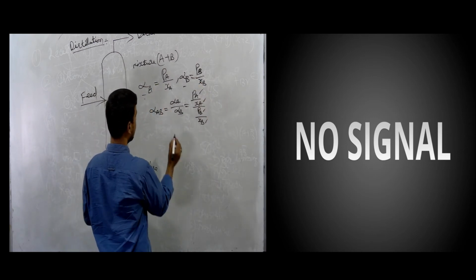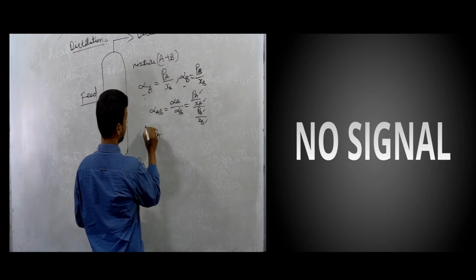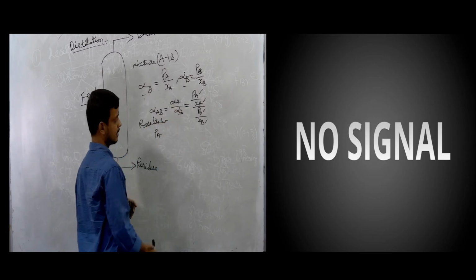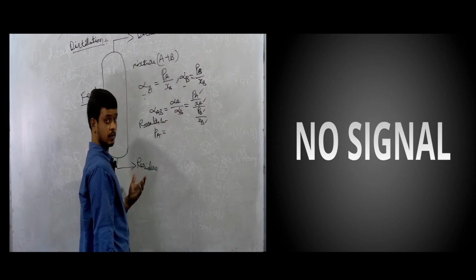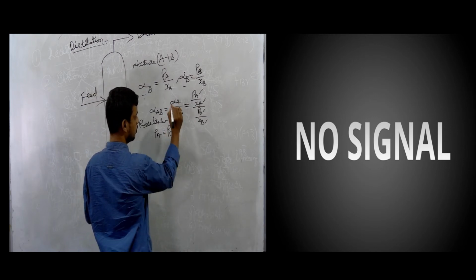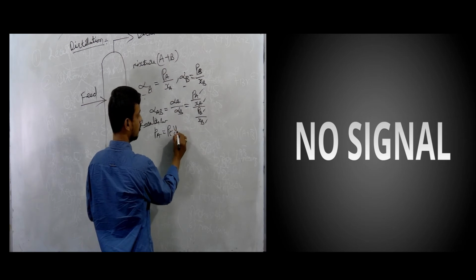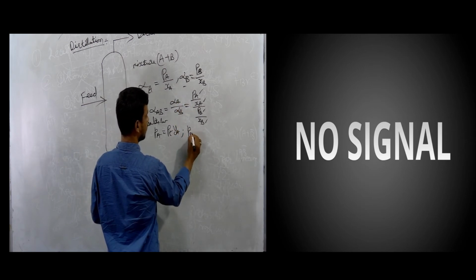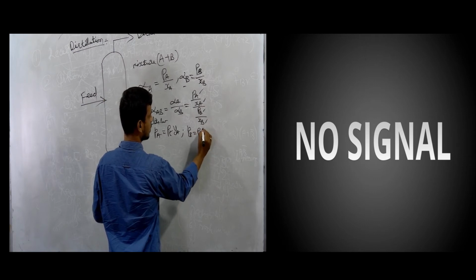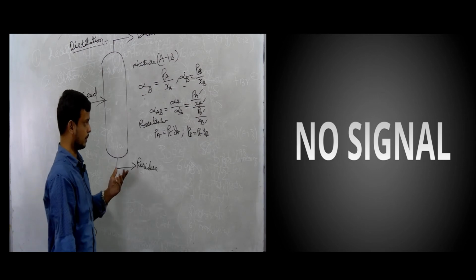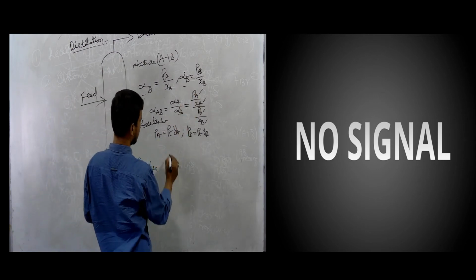Then what is the partial pressure from Raoult's law? What is Raoult's law? Raoult's law for the vapor phase is: partial pressure is equal to total pressure into mole fraction of that component in the vapor. Similarly for component B, partial pressure is equal to total pressure into mole fraction of vapor for B. So we can substitute this in that equation.